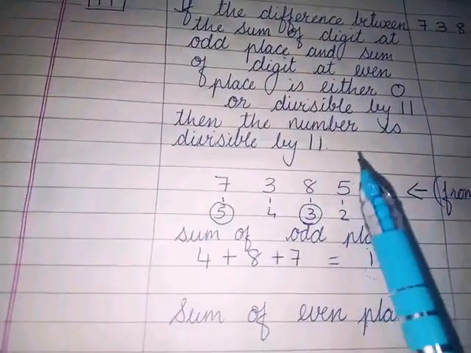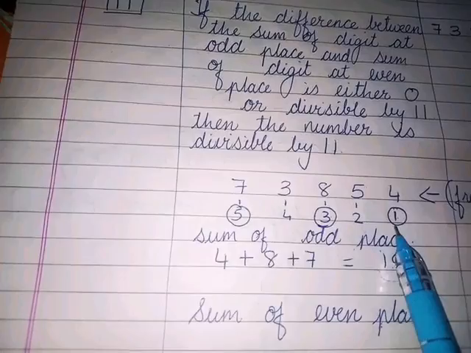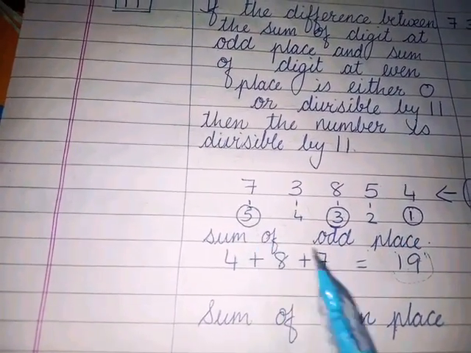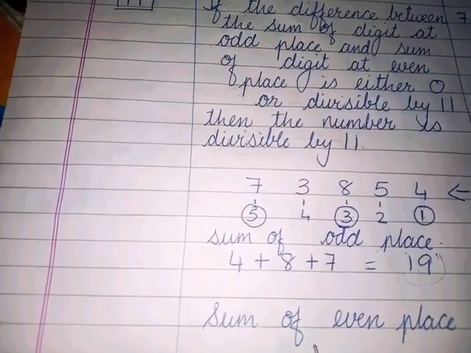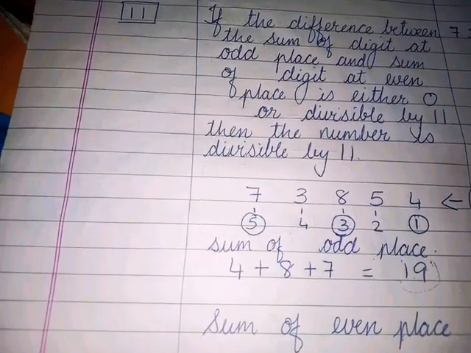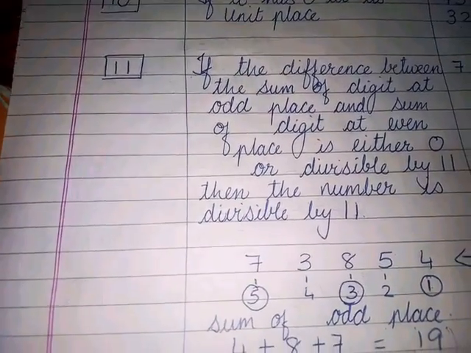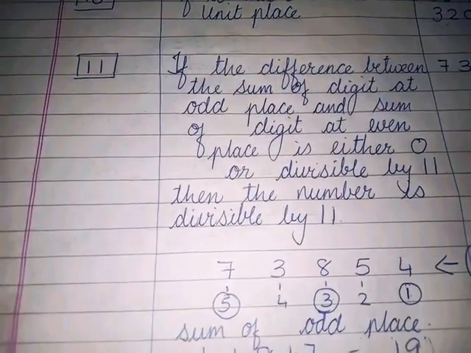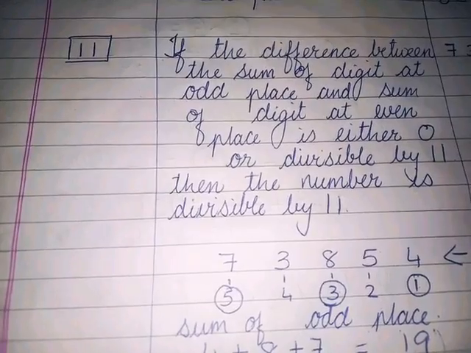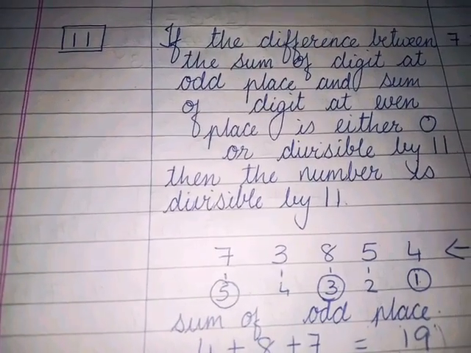In 11 you just need to remember that we need to do the sum of the odd places and the sum of the even places from the right hand side. This is the important topic. You need to write this in your notebook. And according to this only we can solve the next exercise.